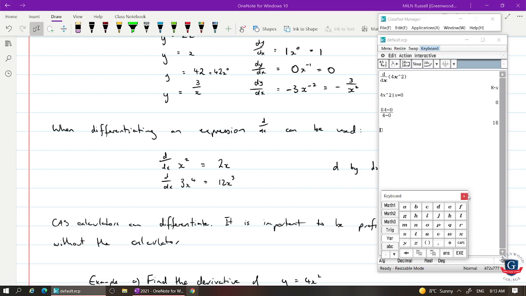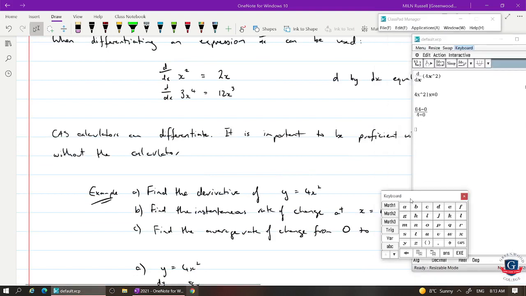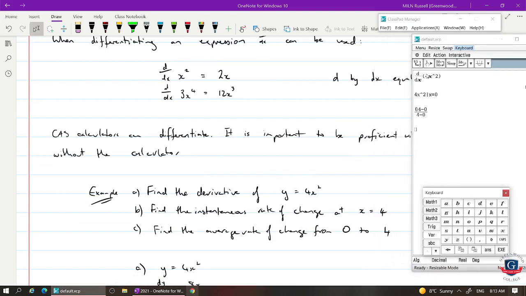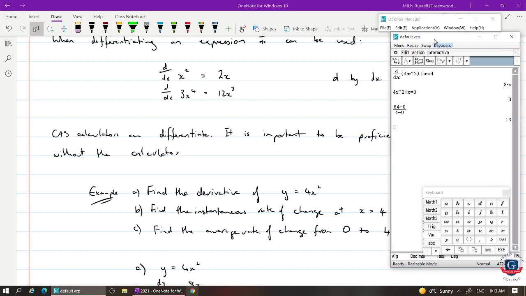Magic. But it can do a little bit more than that. If we wanted the instantaneous rate of change at x equals 4, we could take this statement here, pipe to it x equals 4, and magically it will tell us 32.